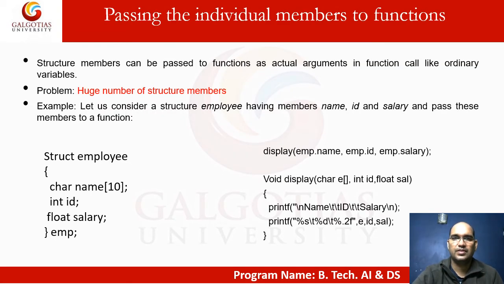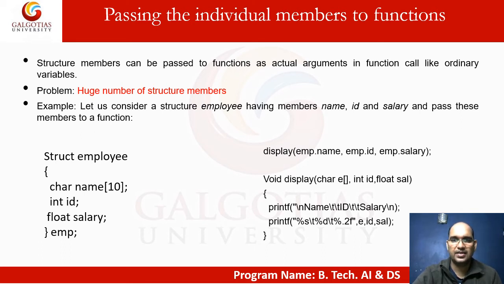Now coming to this one method, passing the individual member to a function. What we want to do here is pass all the members of a structure to another function, right? A structure member can be passed to functions as actual arguments in a function call, like ordinary variables. The problem here is, what if there is a huge number of structure members? Suppose there are 20 members in a structure and we want to pass all 20 members to another function, then it is a little bit of a problem, right? So let's see one example.